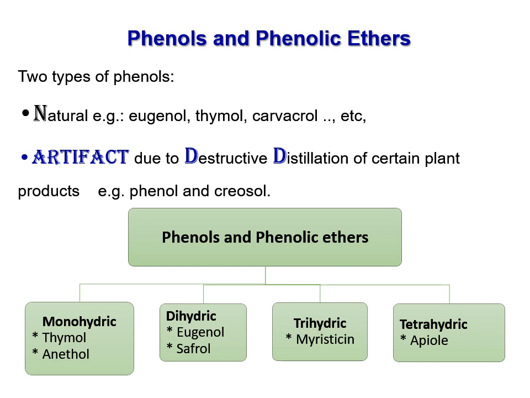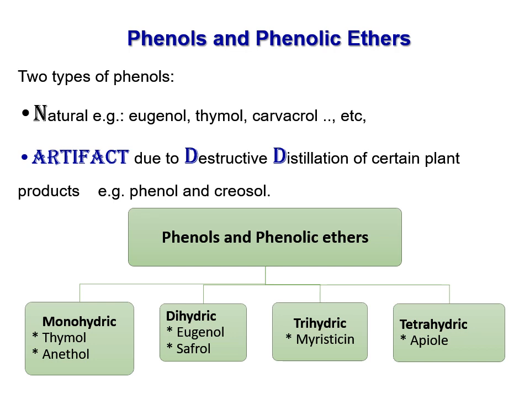هنتكلم على آخر جزء من constituent of volatile oil مع الفينول and phenolic ethers. For the phenolic constituent of volatile oil, they could be either natural as eugenol, thymol and carvacrol, or due to artifact or artificial factor as destruction of some phenol and cresol constituents during distillation.